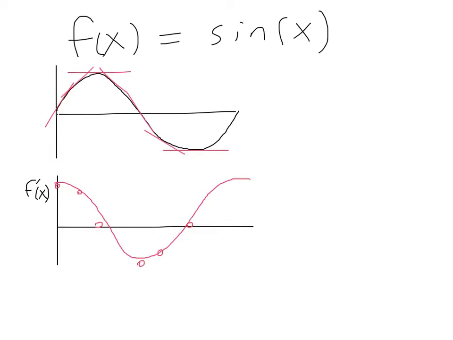If I make a graph, so down here at the bottom I have a graph of the slope of sine of x, and notice this is a familiar graph. You should recognize it from algebra. And so we know that the derivative of sine of x is equal to cosine of x.